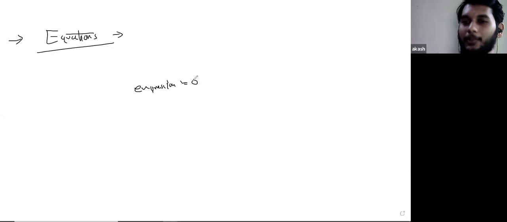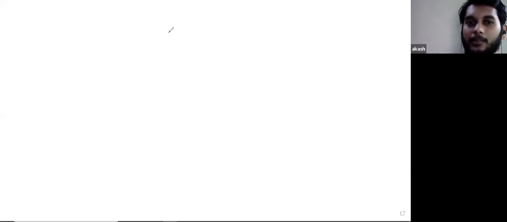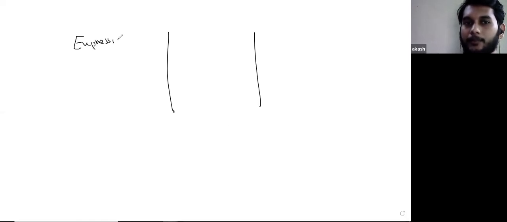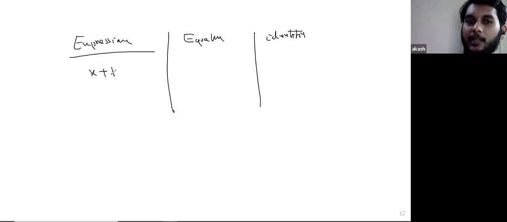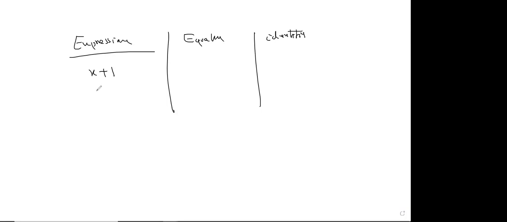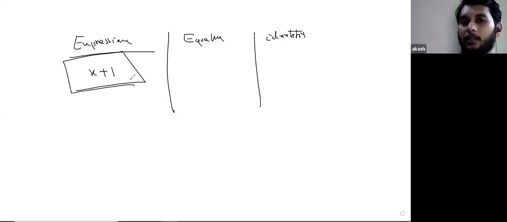See, nothing to be hesitated here. There are generally three types of things in mathematics. One is expression, all right, equation, and identities. Let me tell you what these three are. Expression is if I write x plus 1, this is just an expression. I am expressing that x plus 1. Whatever you put for x, you will get x plus 1. This thing is clear? Yes. There is no other information at all.